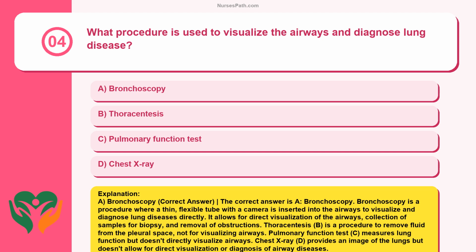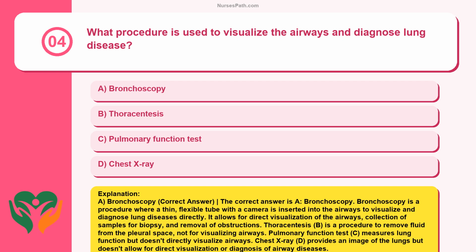Bronchoscopy. Bronchoscopy is a procedure where a thin, flexible tube with a camera is inserted into the airways to visualize and diagnose lung diseases directly. It allows for direct visualization of the airways, collection of samples for biopsy, and removal of obstructions.